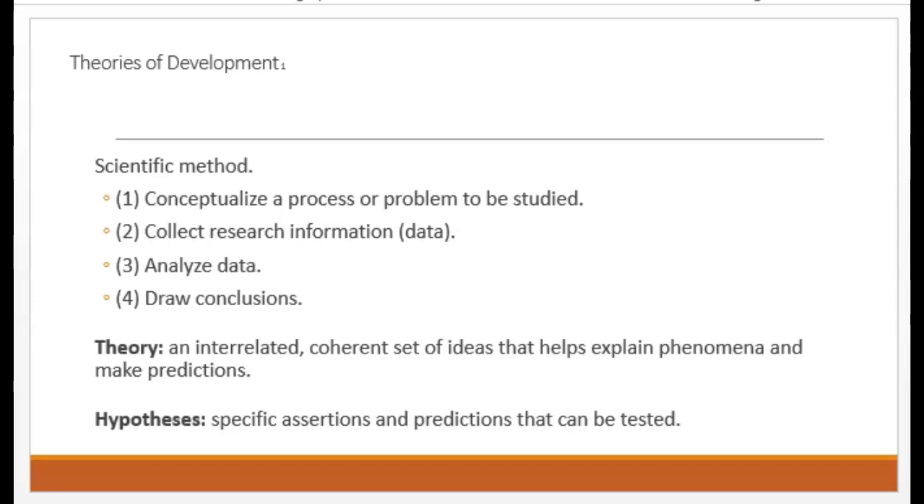When researchers are formulating a problem to study, they often draw on theories and develop a hypothesis. A theory is an interrelated, coherent set of ideas that helps explain phenomena and make predictions. A theory may suggest a hypothesis, which is a specific assertion and prediction that can be tested. This section discusses aspects of 5 theoretical orientations to development: psychoanalytic, cognitive, behavioral and social cognitive, ethological, and ecological.